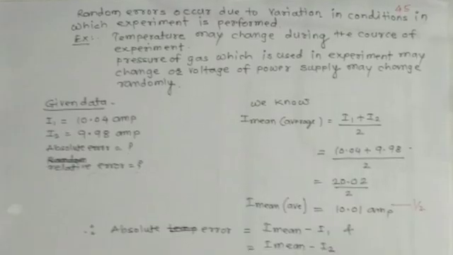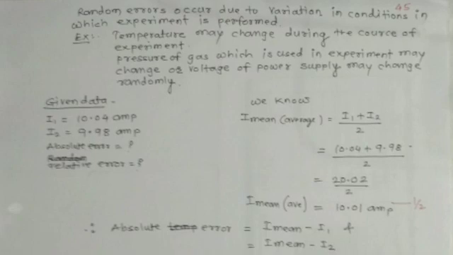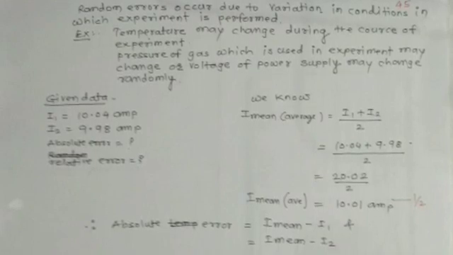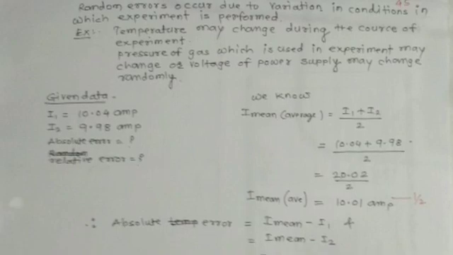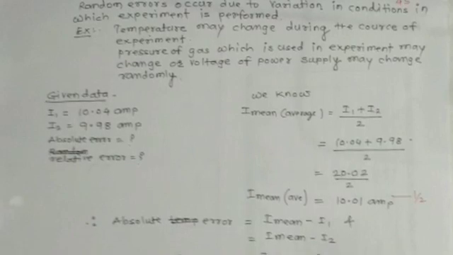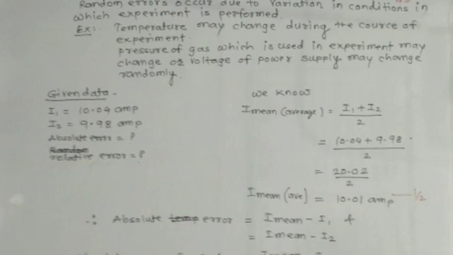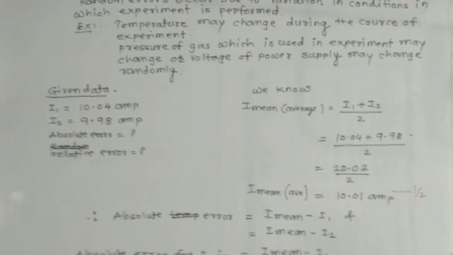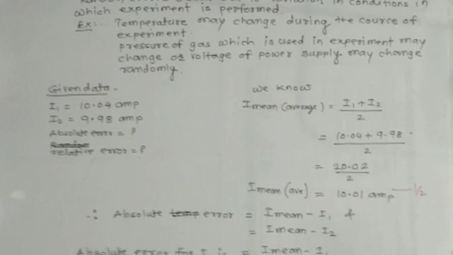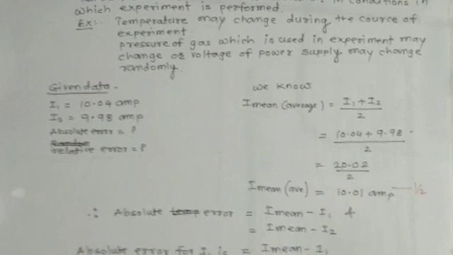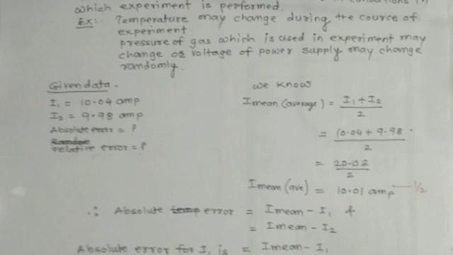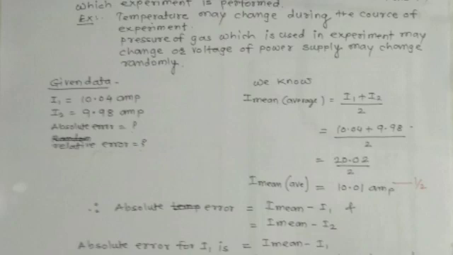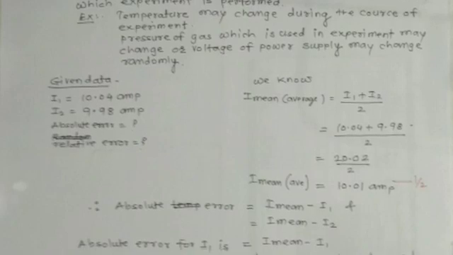Random error occurs due to variation in the conditions in which the experiment is performed. Example: temperature may change during the course of the experiment, or the pressure of the gas used in the experiment may change, or the voltage of the power supply may change randomly.